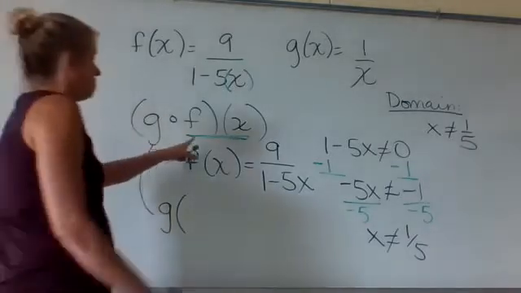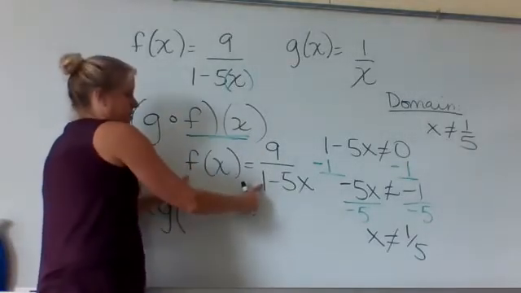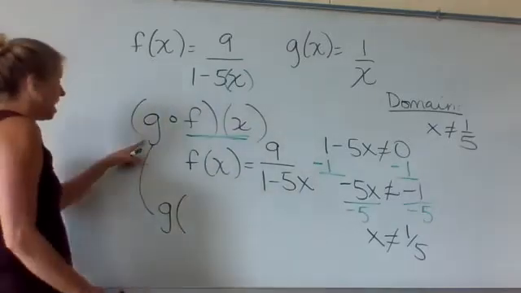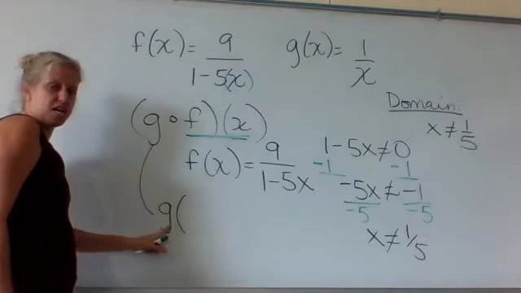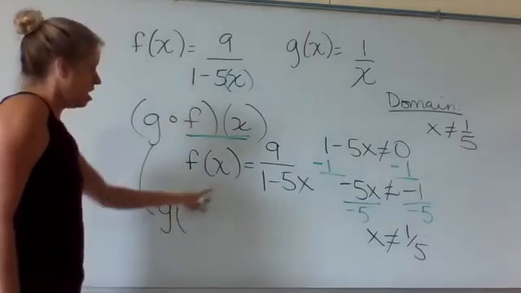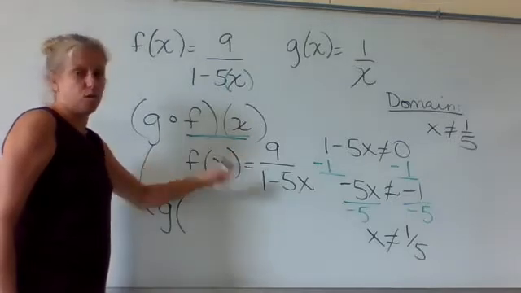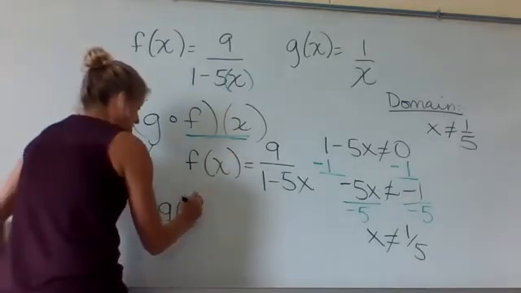So let's see, I have found f of x, which is 9 over 1 minus 5x, which tells me now I'm finding g of this solution, which is 9 over 1 minus 5x.